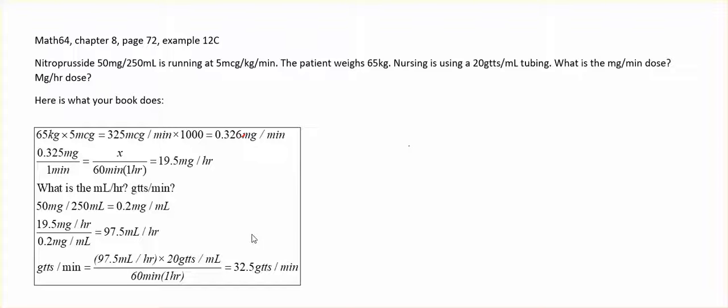This is still example 12C, but I'm going to redo this problem using conversion chains. Let me go get my pen turned on over here. So there are 4 questions in this problem. This is the first one. What is the dosage in terms of milligrams per minute? That's number 1. Underline that.